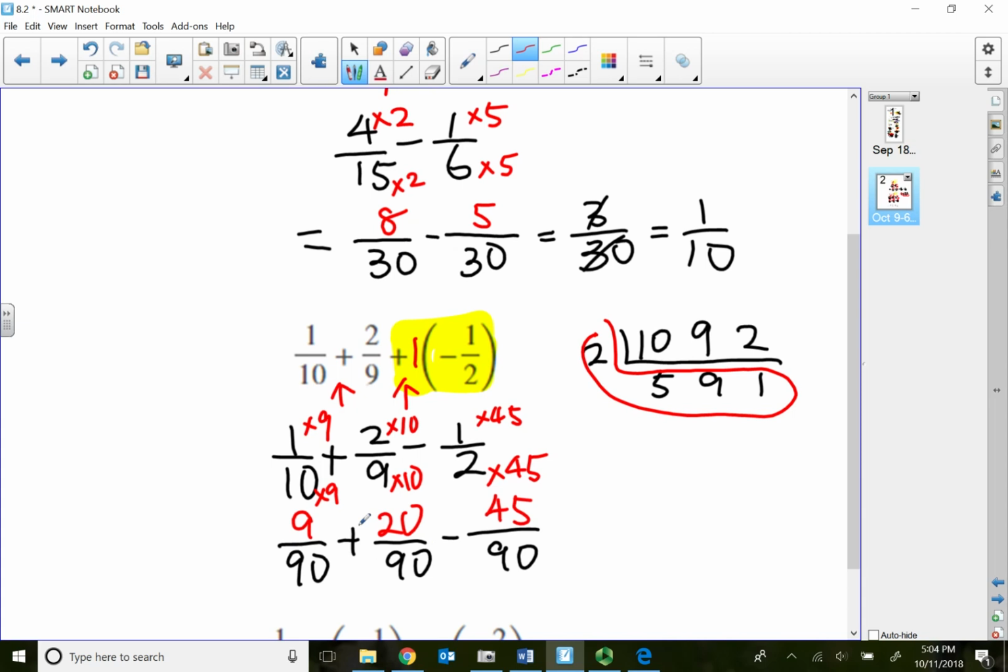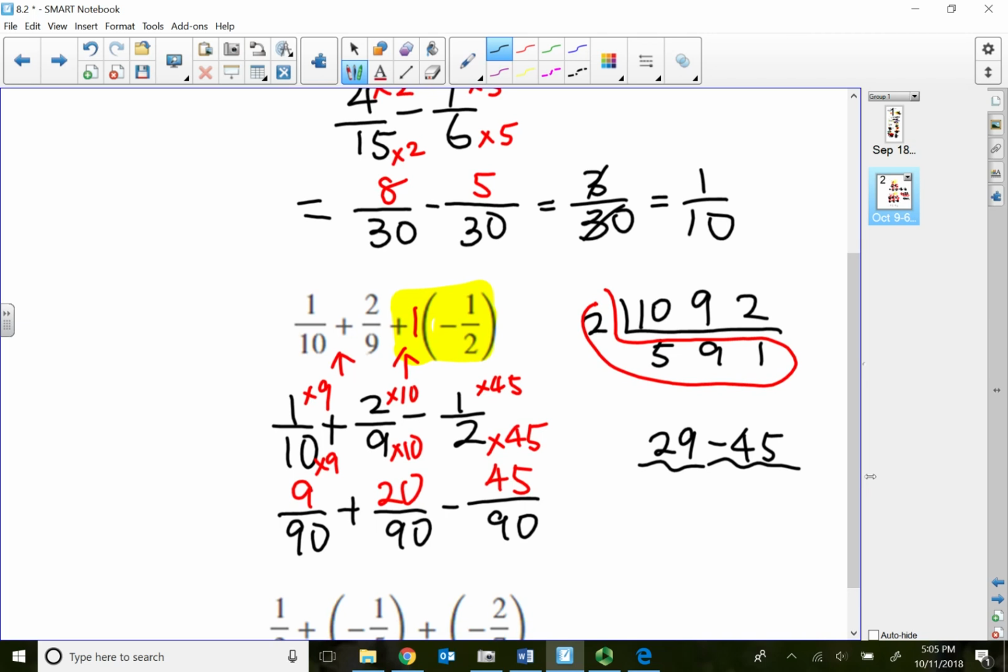So let's combine our numerators. 9 plus 20 is 29. Now that same 29 is going to minus the numerator 45. So terms with different signs: one is positive 29, the other one is negative 45. Terms with different signs, we will subtract.